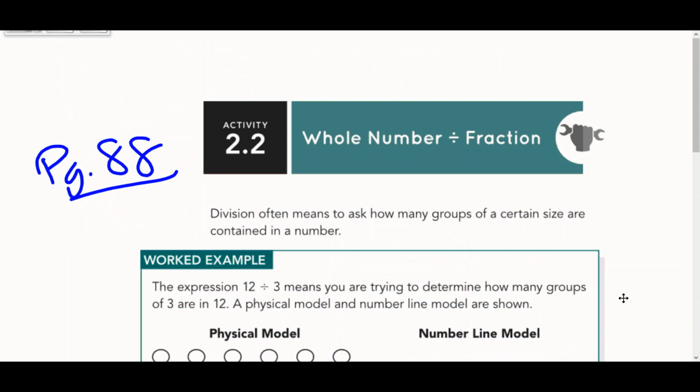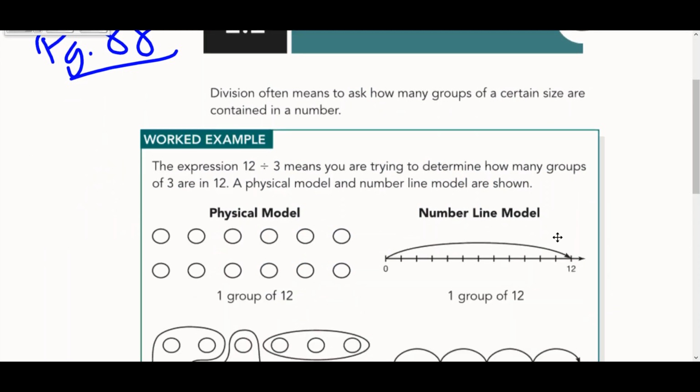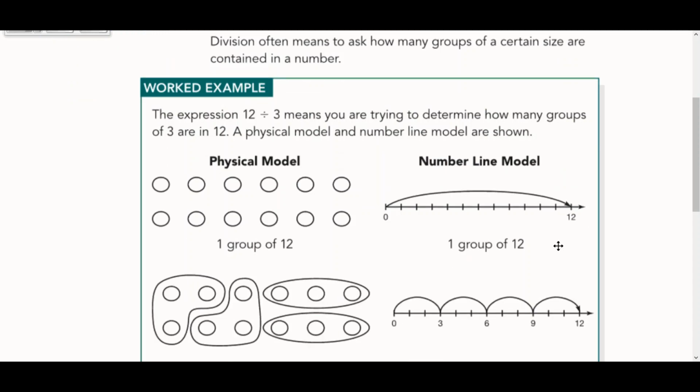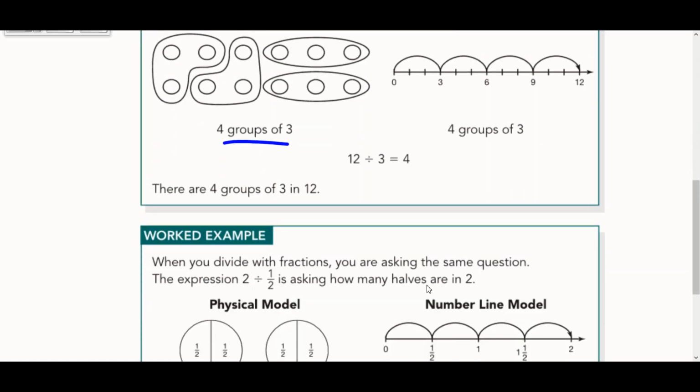Then we looked at division. To start off, we looked at a model. This is on page 88. We looked at a model of whole numbers. If I take 12 divided by 3, it basically means I take 12 things and I group them into groups of 3. How many groups do I have? Well, I would have 4. Or if I looked at a number line, I have 12, and I break it into groups of 3, I have 4 groups.